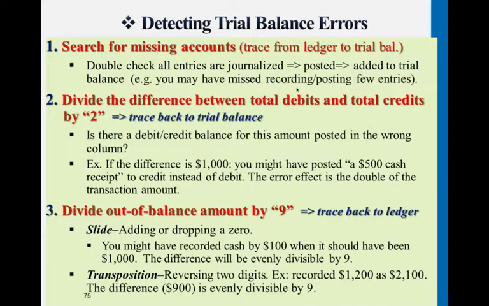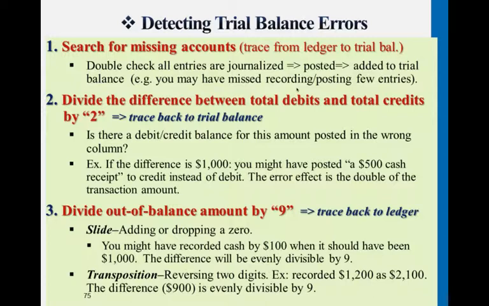But these are harder to trace compared to the type of error that you just posted to the wrong side. Because for switching digits, after you divide it by 9, the number really doesn't tell you anything. But after the fact, if you actually trace the transactions, you will realize that some of the digits you switched it. Okay, but a shortcut for a slide error, adding a 0 or missing a 0, if you divide it by 9, that will tell you the error number that you got. Okay, so these are some of the shortcuts.